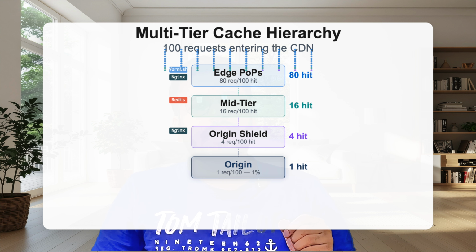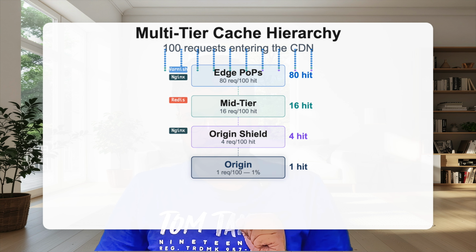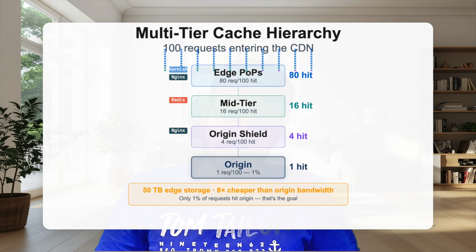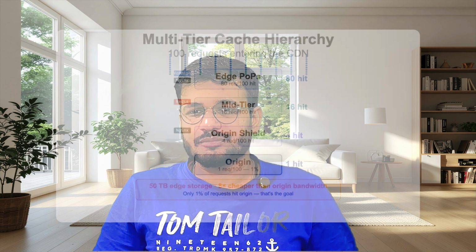Why not store everything at the edge? It's the storage cost. Edge nodes are co-located globally in expensive rack space. 2 TB per edge node times 200 POPs equals around 400 terabytes. Mid-tier and origin shields are centralized, 50 TB total, at about 8x less cost per byte.